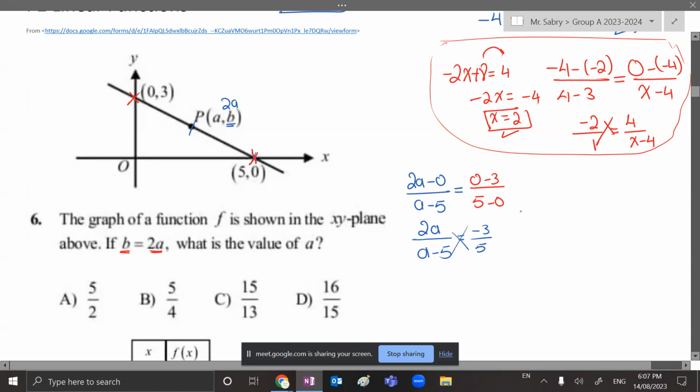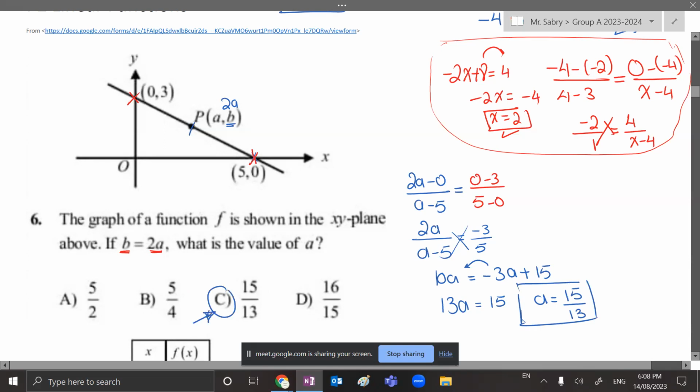دلوقتي هكروس multiply فهيطلع لي 5 times 2a اللي هي 10a equals negative 3 times a اللي هي negative 3a وبعدين negative 3 times negative 5 positive 15. اجمع الحاجات اللي فيهم ايهات مع بعض فيبقى عندي 13a equals 15، بعدين هودي ال 13 بالديفيجن فتبقى a equals 15 over 13. This is the answer.